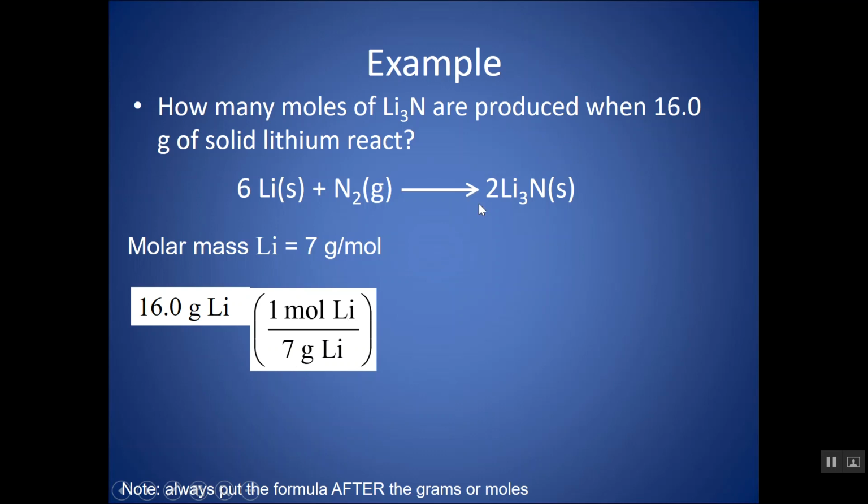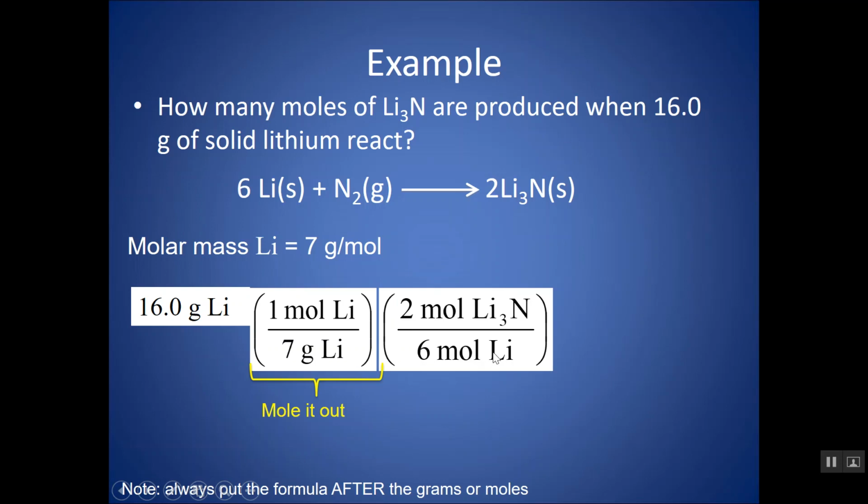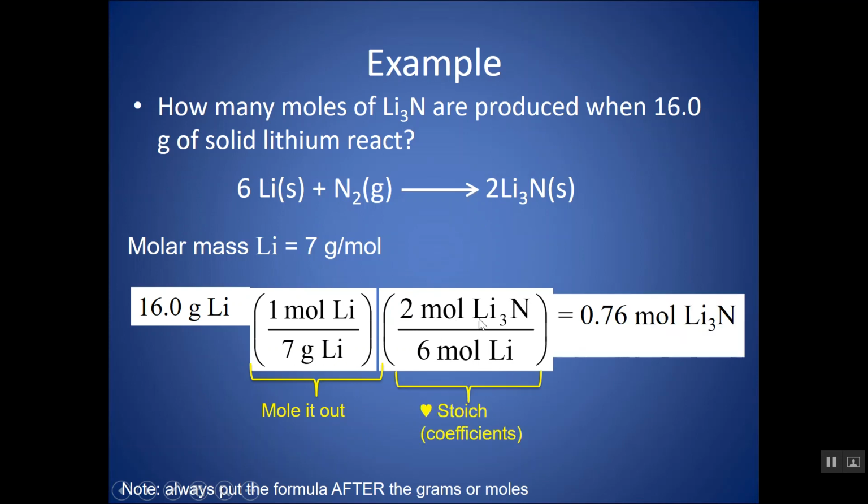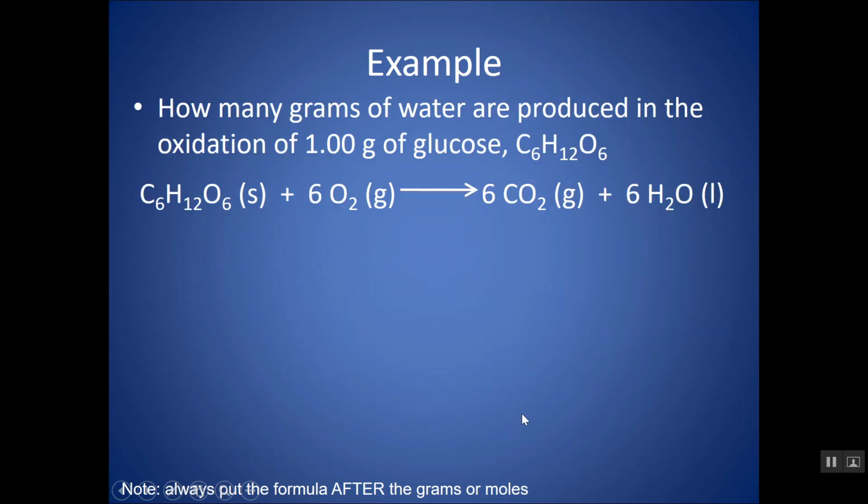I'm in moles. I can use those coefficients to change from moles of lithium to moles of lithium nitride. Okay, I want 6 moles of Li on the bottom. That's the 6 that goes with Li. And the 2 I'm getting from the coefficient, Li3N. And now I've successfully changed into moles of Li3N. This is the part where you're using the coefficients that we call stoichiometry, or stoich for short. Take a moment and try this example, then check your work.